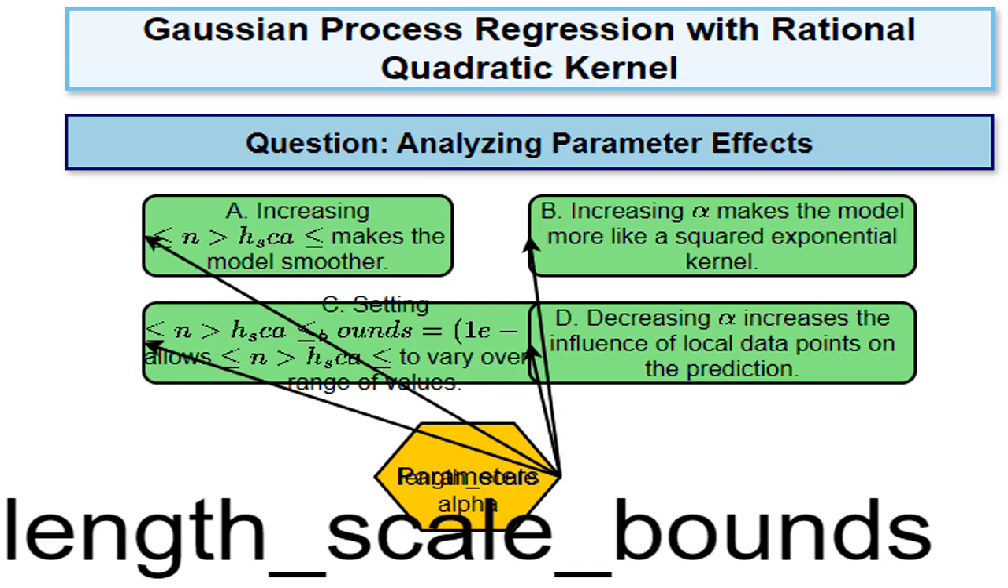These bounds set the limits for length_scale. They're like fences around a playground, keeping length_scale within a certain range during calculations. 1E5 means length_scale can be as small as 0.00001 or as large as 100,000. This lets length_scale explore widely.